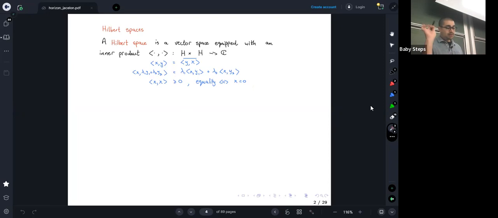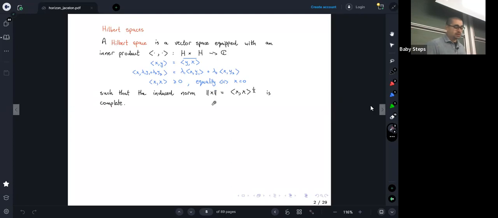It's linear in the second coordinate. I mean, you have to make a choice which one you want to make linear. I go with the second one. And it is conjugate symmetric, so if we swap the order, we get the complex conjugate. That's what an inner product is. And we want the norm associated to this inner product to be complete. We want Cauchy sequences with respect to this norm to converge. So the norm is the square root of the inner product of x with itself.